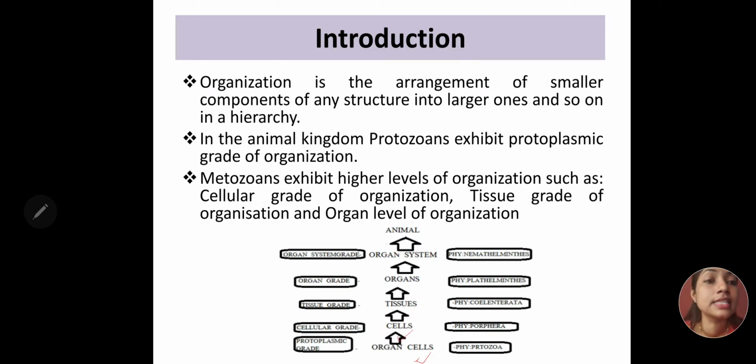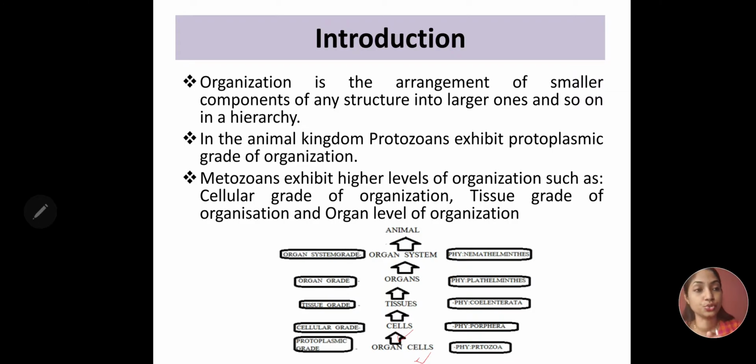And the next level is cellular grade. This is what is seen in metazoans or multicellular organisms, where cells do the function. In case of cells, the best example is sponges, where the phylum Porifera has this grade of organization. Therefore, it is called cellular grade. Such cells aggregate together to form tissue with a specialized function. Such a grade of organization is known as tissue grade of organization, as seen in phylum Coelenterata. Examples include hydra, jellyfishes, and so on.